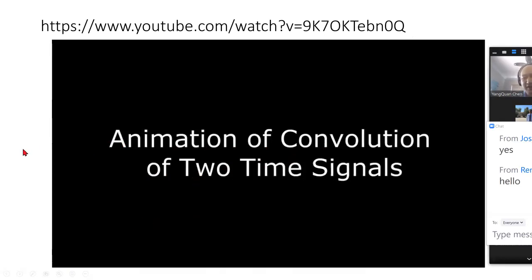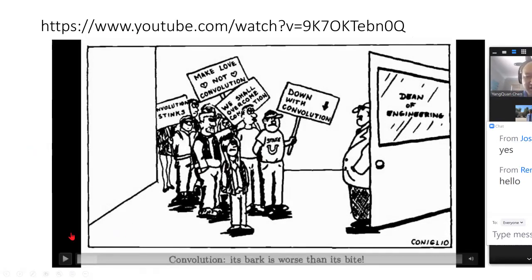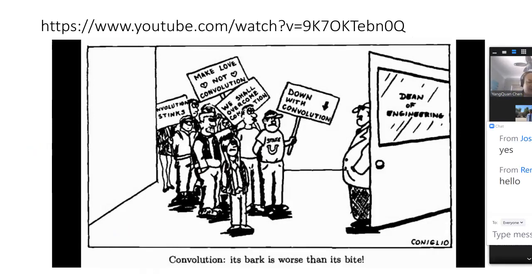So let us review an animation of convolution of 2 time signals. This is actually continuous time. So we're going to watch. This is a cartoon I showed you before. At that time, probably you had a very vague definition of convolution.